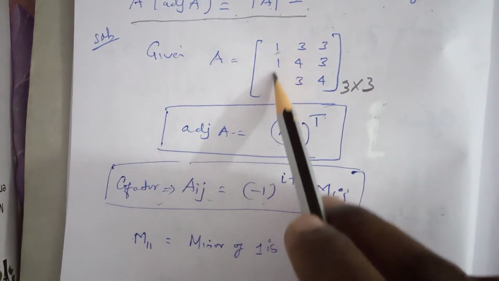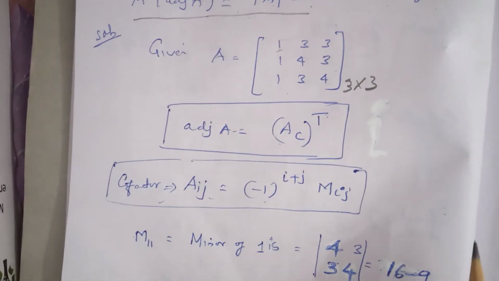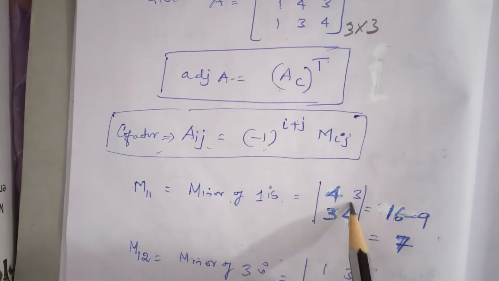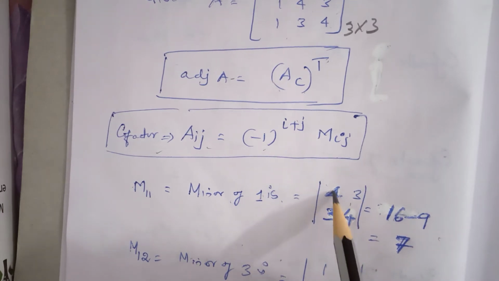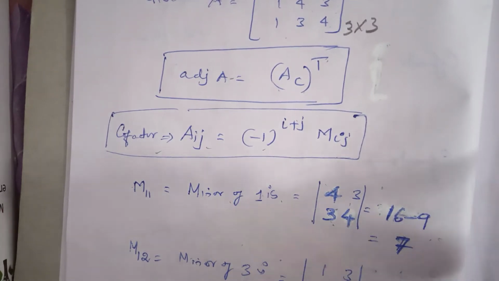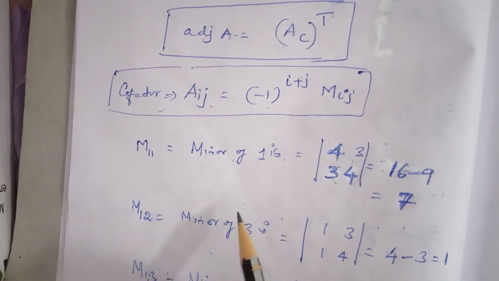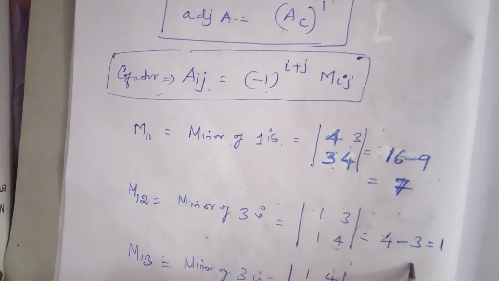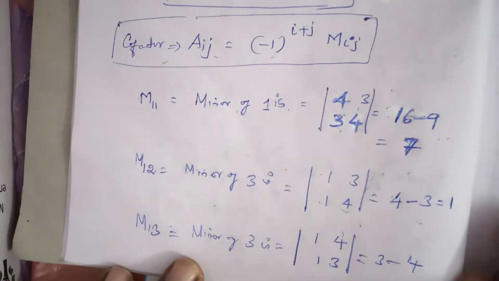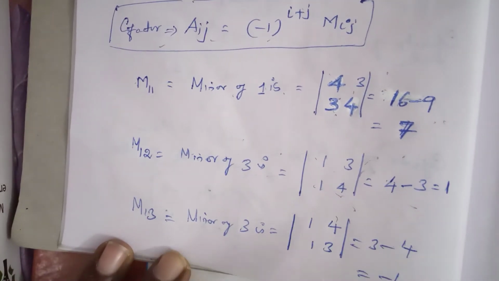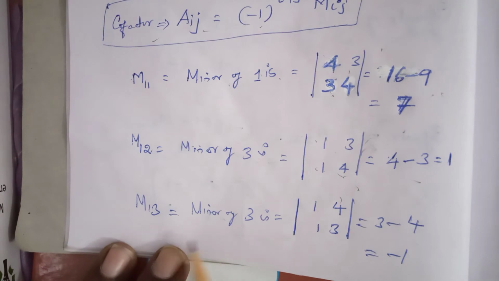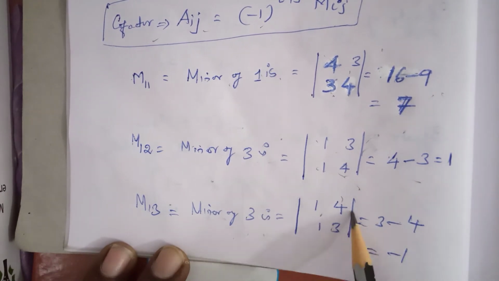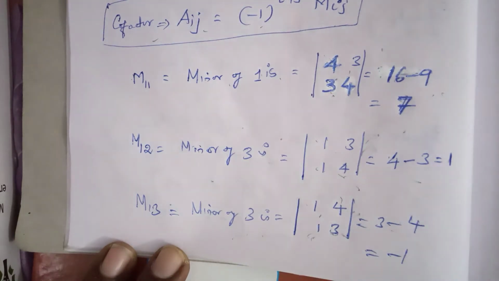M11: we have to leave the corresponding row and corresponding column. So the remaining values are 4, 3, 3, 4. Cross multiply: 4 into 4 is 16, minus 9 equals 7. M12, first row second column: remaining values are 1, 3, 1, 4. Cross multiply: 1 into 4 is 4, 4 minus 3 is 1. M13: remaining values are 1, 4, 1, 3. Cross calculation: 3 minus 4 is minus 1.